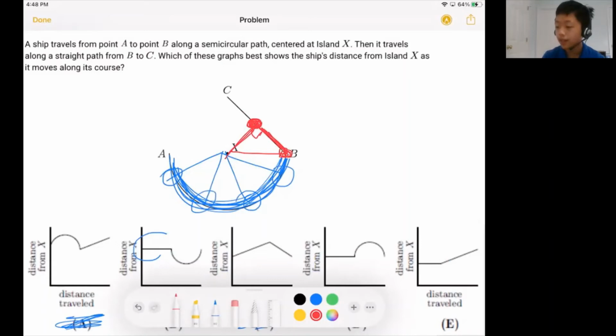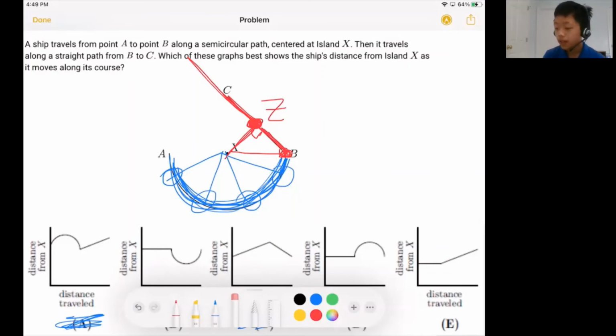So let's call this point Z or something, right? From point B to point Z, the ship is gradually getting closer and closer to point X. But when the ship reaches point Z and as it's leaving point Z and going to point C, it's getting farther and farther away from point X. So we need the last portion of the graph to initially get closer to point X, but later get farther from point X.